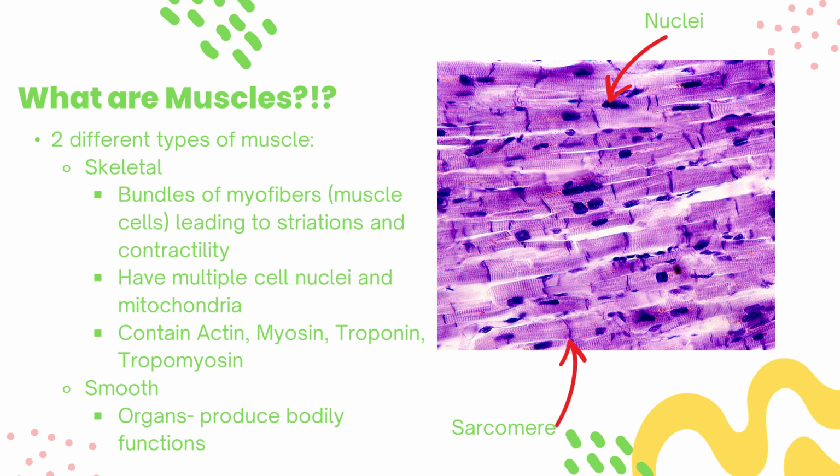Our muscles contain multiple cell nuclei, and they also have a lot of mitochondria. And what mitochondria do is they metabolize energy. They are the powerhouse of the cell. So they help us to produce that motion.